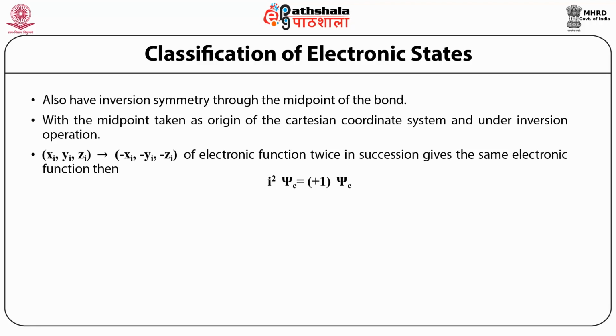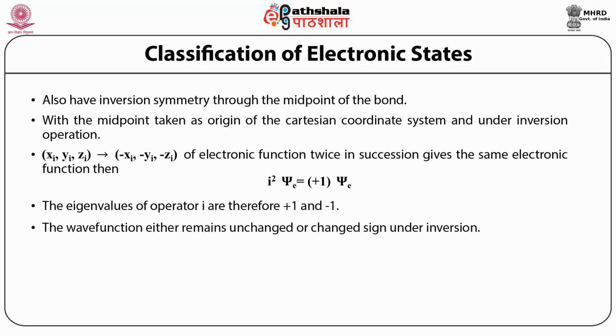Operating twice in succession on an electronic function gives the same electronic function. Then we can write iota square psi e is equal to plus 1 psi e. The eigenvalues of operator I are therefore plus 1 and minus 1. The wave function either remains unchanged or changes sign under inversion.